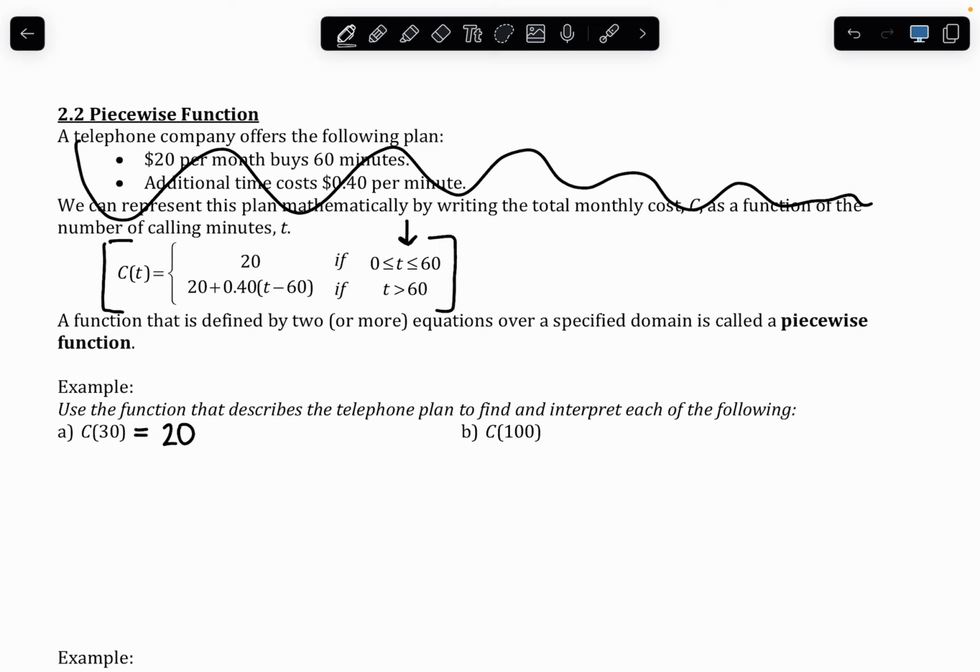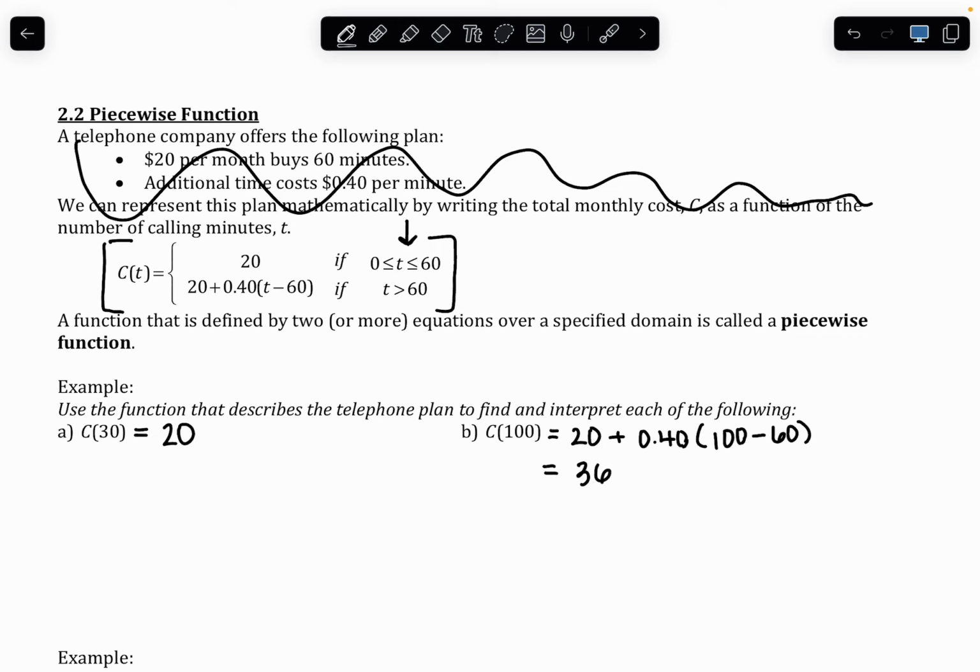Okay, same thing, c of 100. Is 100 between 0 and 60, or is it greater than 60? Greater than. So we plug it into this expression here on the left. So we have 20 plus 0.4 times 100 minus 60. You can either plug that whole thing in your calculator at once or break it into pieces. I do not care which one you do. If you plug it all in at once, what do you get? 36. Okay. Questions with evaluating piecewise functions?